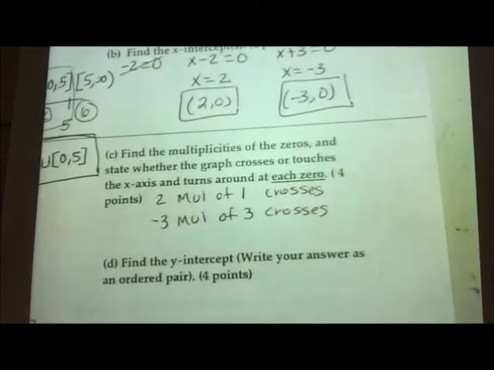Crosses. So there, I'm done with that part. So does everybody understand what the multiplicity came from again? Yes?